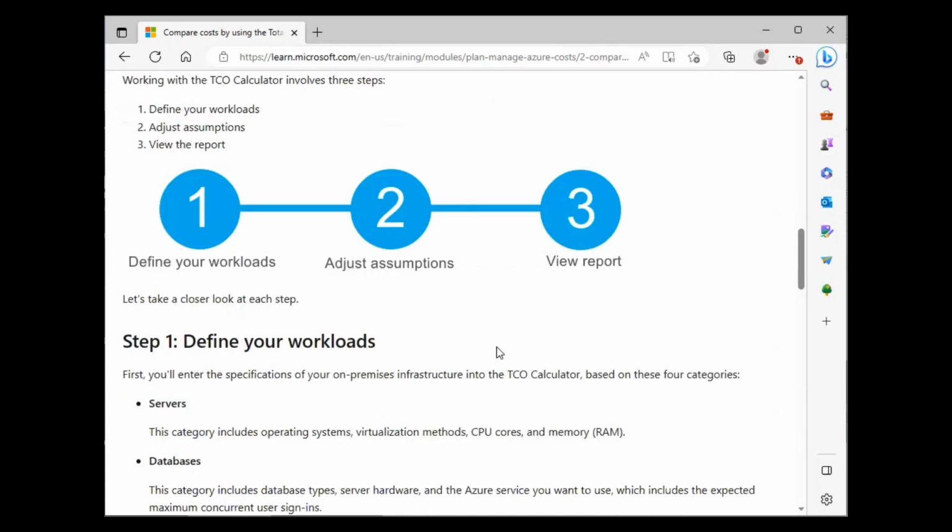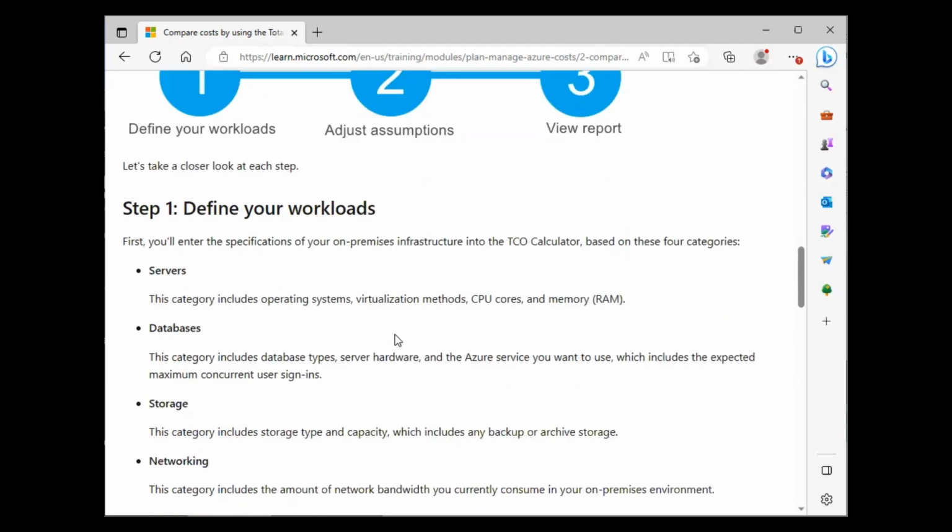Okay. One, define your workloads. Two, adjust assumptions. And three, build report. Let's take a closer look at each step. Step one, define your workloads.